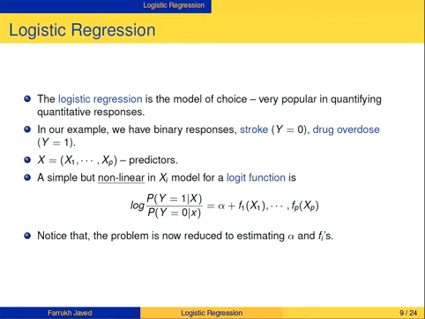In our example, we have binary responses: stroke when y equals 0 and overdose when y equals 1. And x is all your data points. These are your patients. You want to know whether a patient belongs to the drug overdose category or the stroke category, right? So we need to call in a simple but non-linear logit function. This is simple, of course, but it's not linear. So now we take a ratio of the probability of y being equal to 1 given all the predictors, and y being equal to 0 given all the predictors, and take a log of that, right? In mathematics we call this a logit function. It has a log, that's why we call it a logit function.